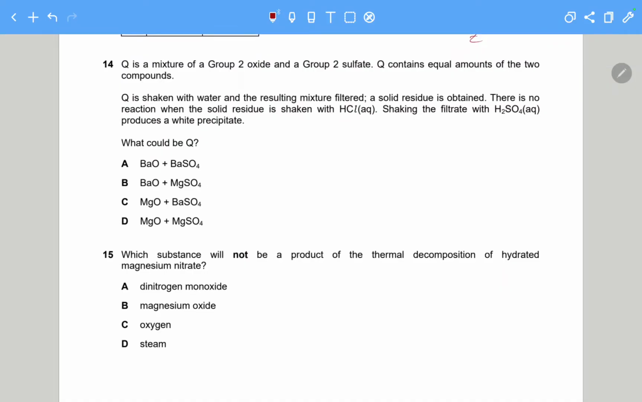Question 14. Q is a mixture of a group 2 oxide and a group 2 sulfate. Q contains equal amounts of the two compounds. Q is shaken with water and the resulting mixture filtered. A solid residue is obtained.